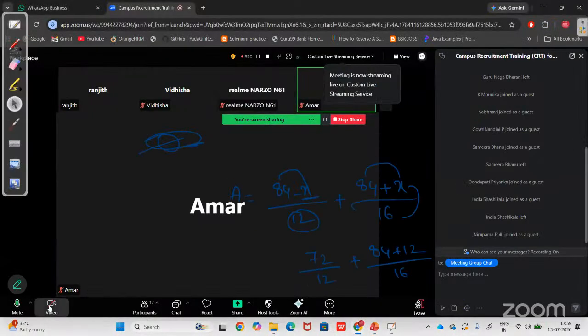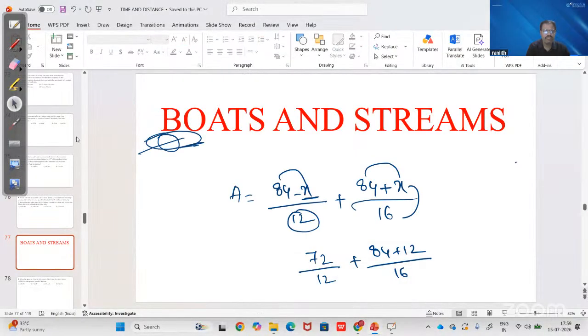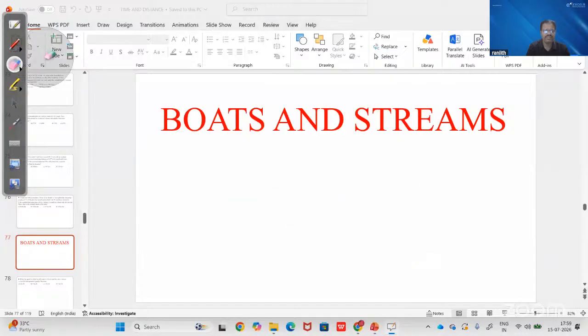Our next topic is boats and streams. What are the basics of boats and streams? In boats and streams, we have the speed of the boat in still water and the speed of the current.